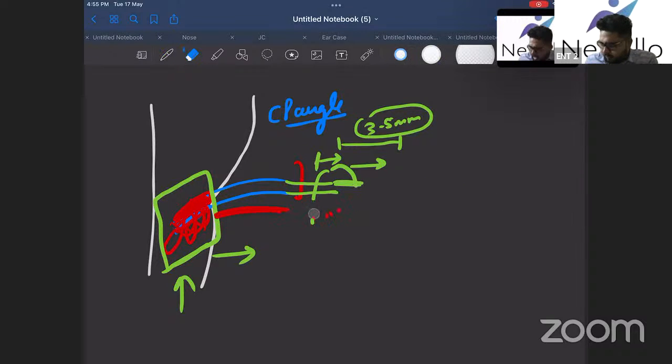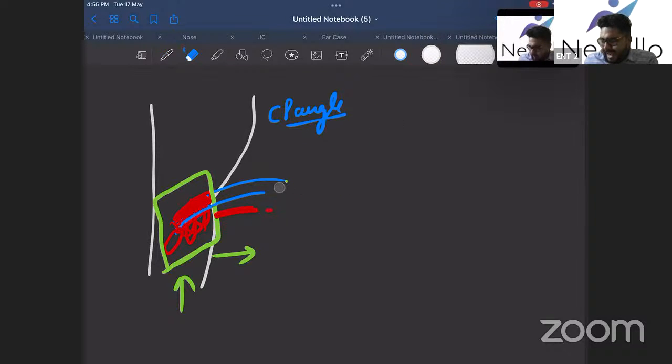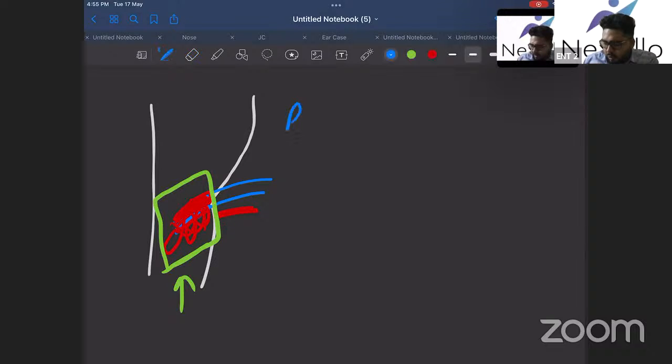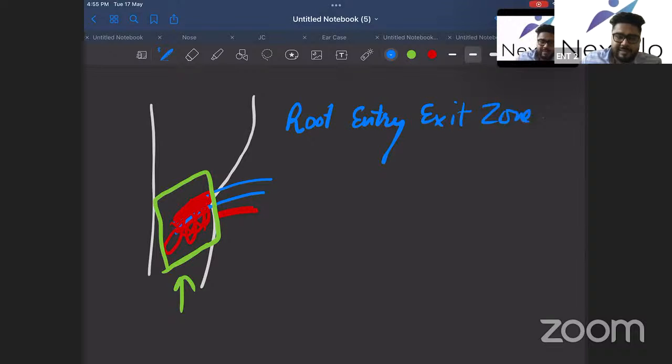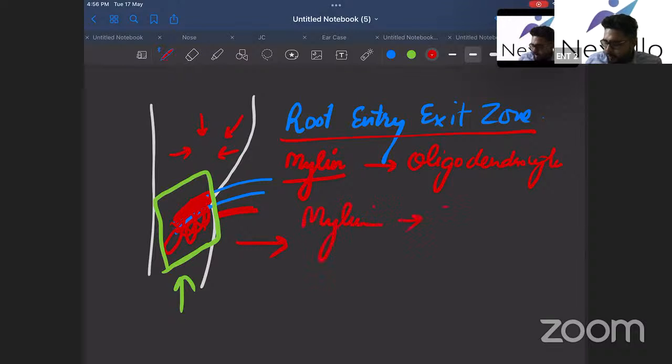Another thing, the exact place from where the nerve comes out, we call it the root entry exit zone. Now, why is this important, or what is its significance? The nerve which is inside the brain has myelin around it. This myelin is produced by oligodendrocytes. Now, the nerve which is outside the brain also has myelin around it, but this myelin is produced by Schwann cells.